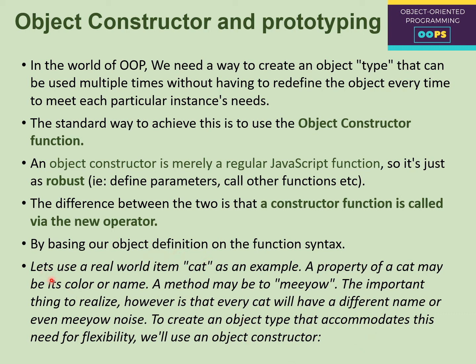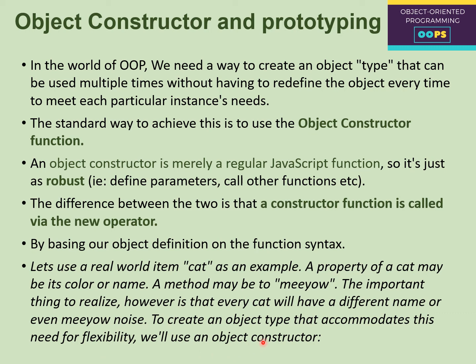So let us take a real world item, cat, as an example. A property of cat may be its color or name. A method may be to meow. The important thing to realize, however, is that every cat will have a different name or even meow noise. To create an object type that accommodates this need for flexibility, we will use an object constructor.